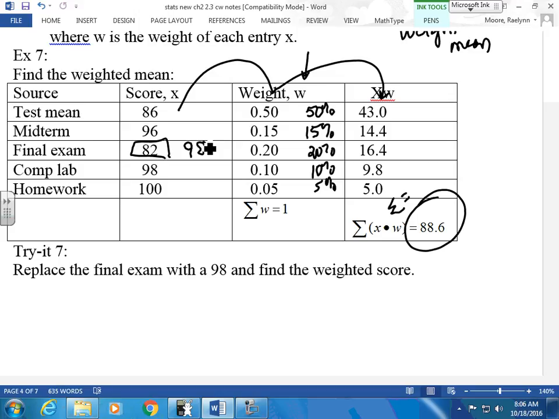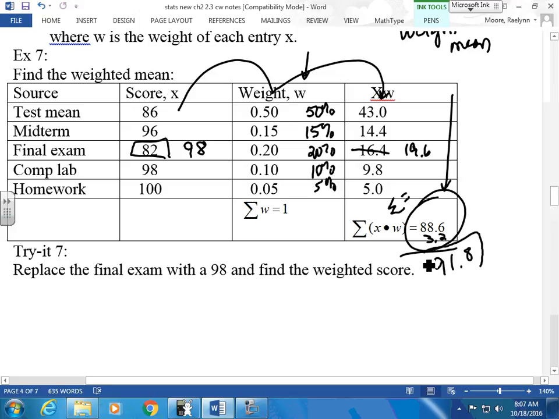What happened is this. So now I'm going to multiply 98 by 0.2. What do you get when you multiply 98 by 0.2? 19.6. So I'm going to replace this number with 19.6. And then I'm going to add them all down. So it's the same as if I added 3.2 here. Look what it did. It raised your average to 91.8.